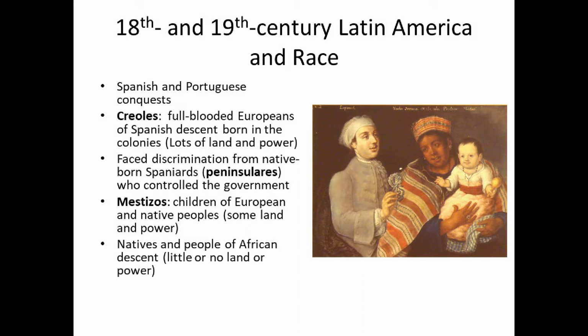And if you look at this picture that I've included here, that's an example of such a marriage, right? On the left is a European man, and in the middle is a native woman, and then on the right is their child. Their child will be called a mestizo, right? Their child will be called a mestizo. Mestizos are people of mixed parentage. They're the children typically of European and native peoples, right?